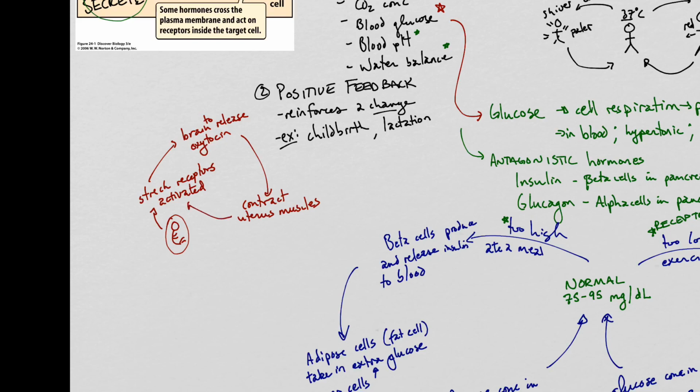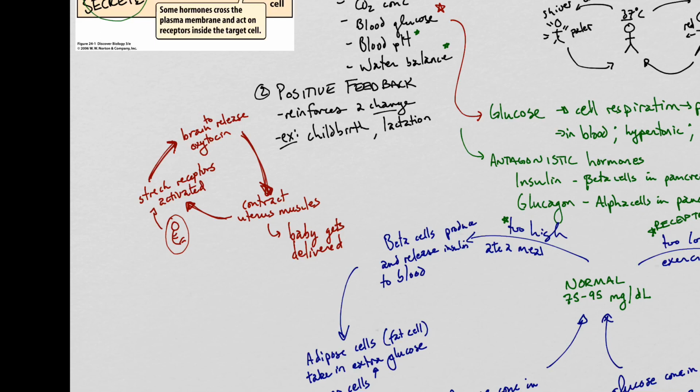which causes the stretch receptors to be activated, which causes the brain to release oxytocin, which causes the uterus muscles to contract. And that cycle goes on and on until finally the baby gets delivered. And when the baby gets delivered, there's no more stretch receptors being activated, and as a result, the whole process just stops. So you're taking a response and you are making it bigger.